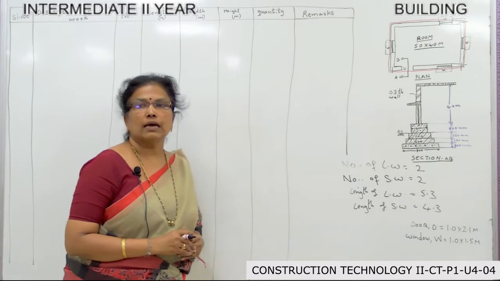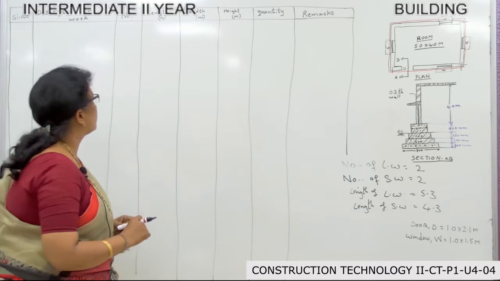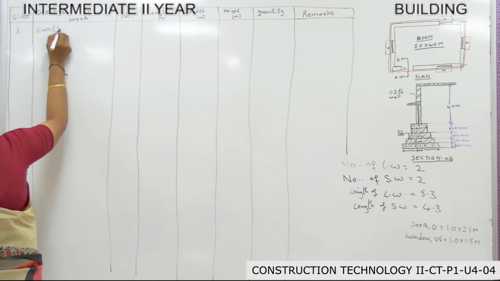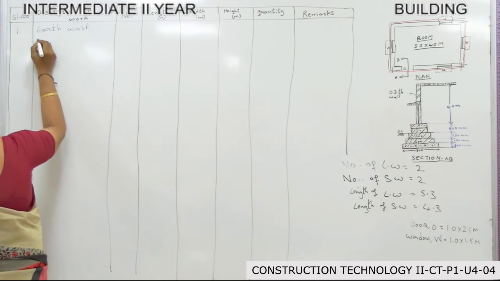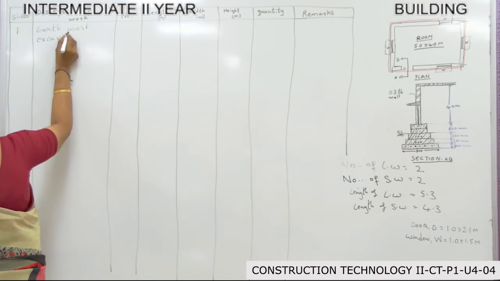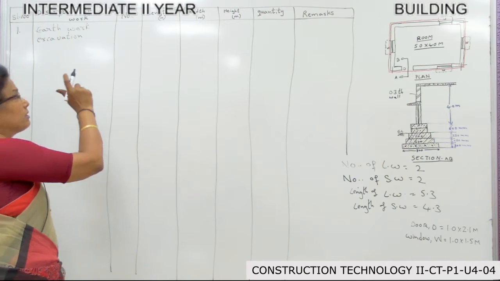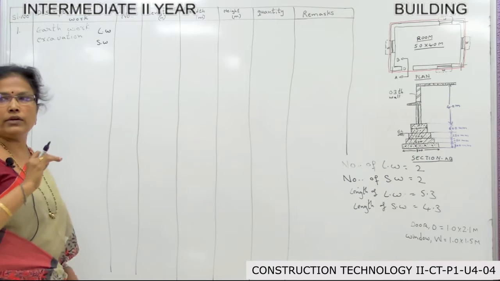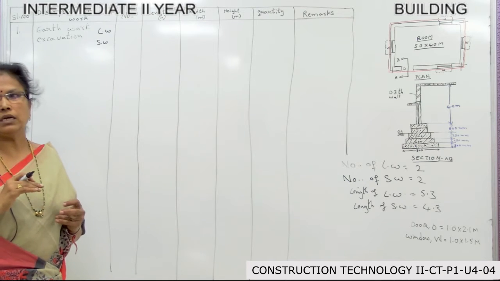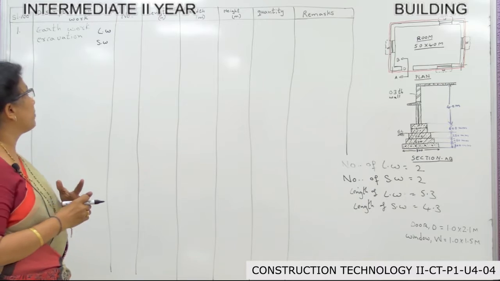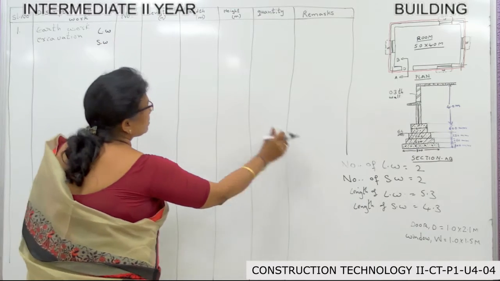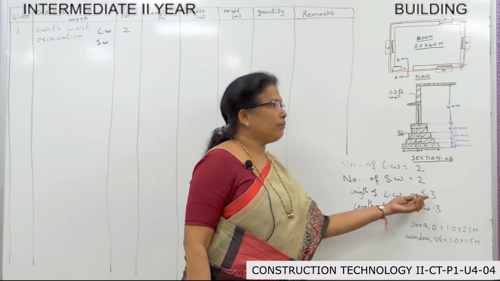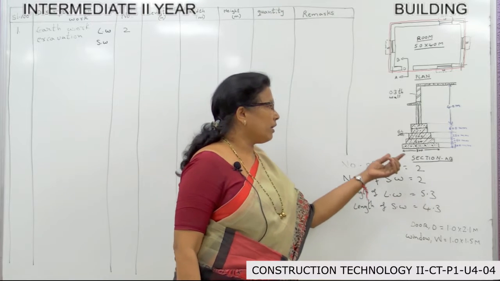Now coming to the building, the first item of the work is earthwork excavation. Serial number 1, earthwork excavation. Long wall, short wall. We have to calculate the quantity of long walls separately and the quantity of short walls separately. Now long wall. How many long walls? 2 long walls. What is the length of the long wall? Center to center length of the long wall is 5.3.